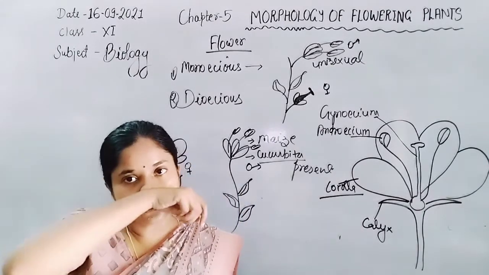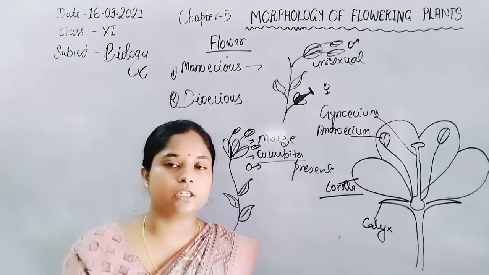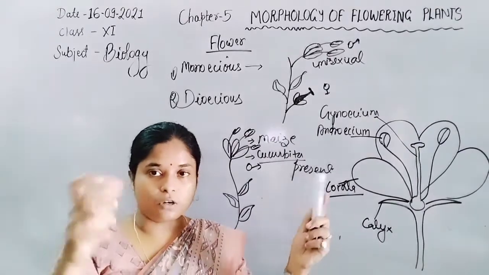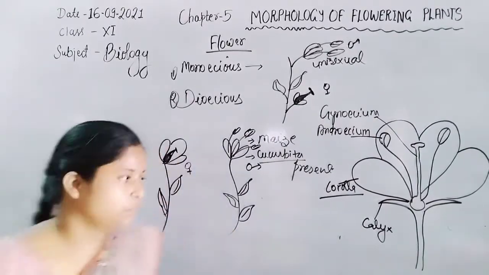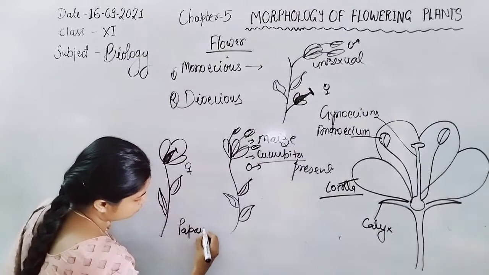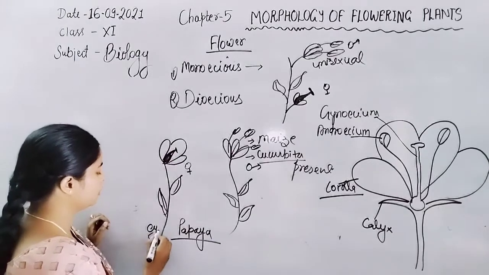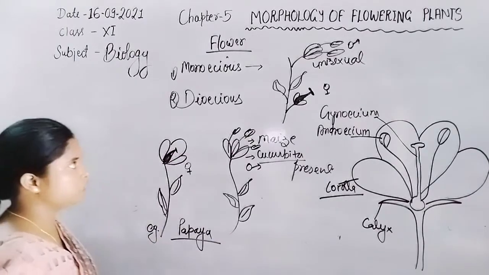Both male and female flowers are present on two different plants. So such a type of plant is known as a dioecious type of plant, when male and female reproductive organs are present on two different plants. An example is papaya. So that represents a dioecious plant.